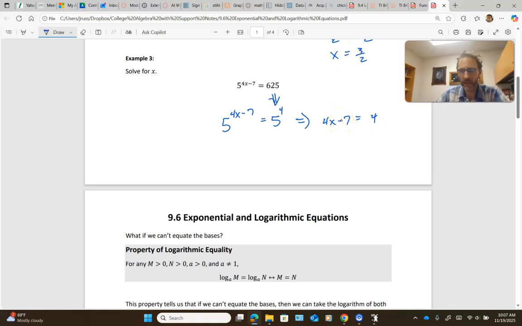And we'll do so by adding 7 to both sides. We'll be left with 4x is equal to 11. And then I'll divide both sides by 4, and we obtain x is equal to 11/4. So we end up with another fraction. Okay.